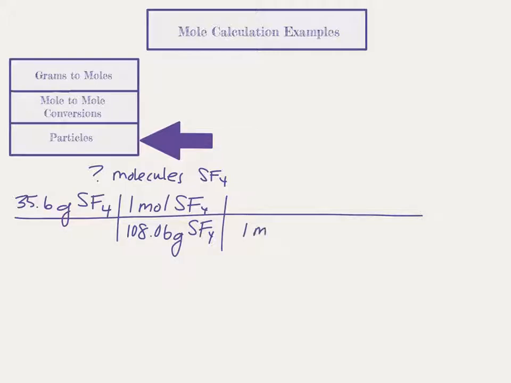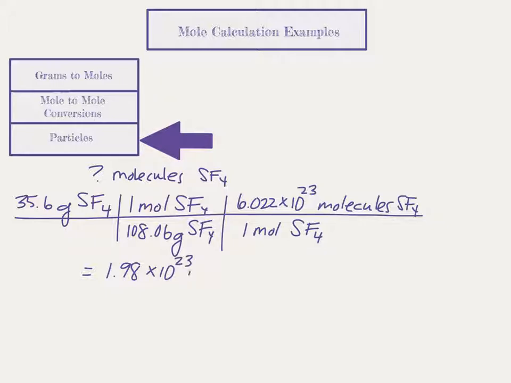1 mole of any kind of particle is equal to Avogadro's number, 6.022 times 10 to the 23 particles, in this case, the count of molecules of sulfur tetrafluoride. We multiply across the top and divide by the bottom to end up with a super huge number, 1.98 times 10 to the 23rd molecules.